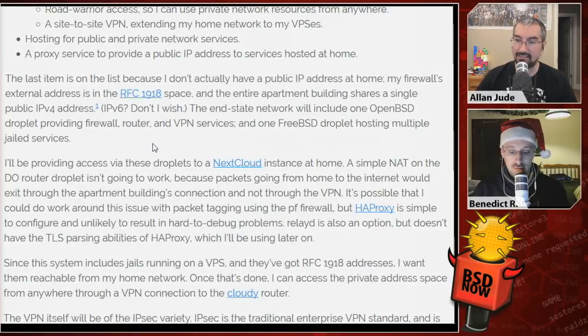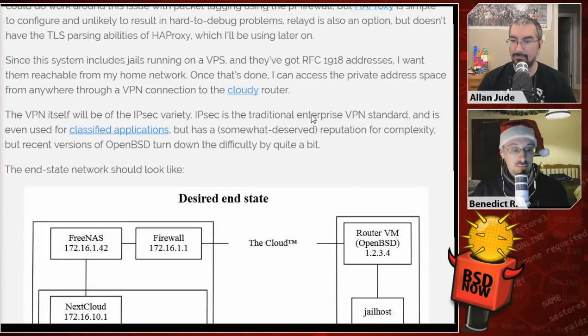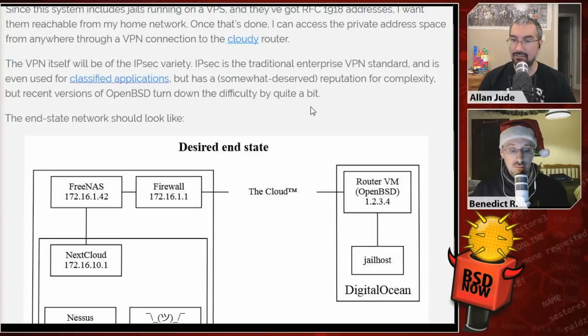So they want to provide access via those droplets to a Nextcloud instance for home, some NAT on the routers, and then because packets going from home to the internet would exit through the apartment building connection and not through the VPN, it's possible that I could work around that and so on. But they've also set up HAProxy and some other stuff. Since the system includes jails running on the VPS, they've also set up another 1918 internal network and have those reachable from the home network. And once that's done, you can access the private address space from anywhere through the VPN on the cloudy router.